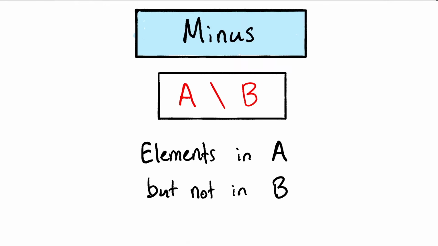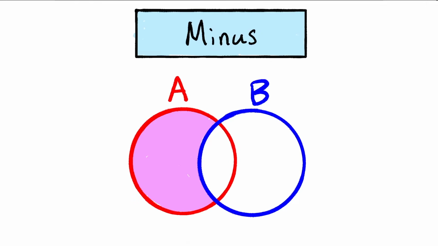Finally, we have minus, and minus is pretty intuitive. It means elements in A that are not in B. So basically, you subtract all the elements of B from A, and what's left is the definition of minus. So if we look, for example, at this Venn diagram, this would be A minus B, because it's everything included in A after subtracting all the parts that are in B.